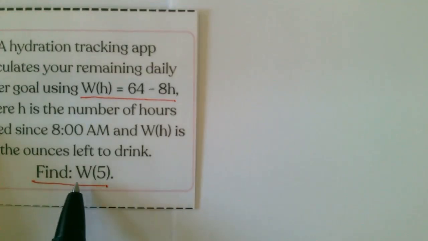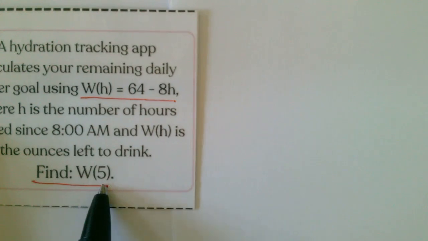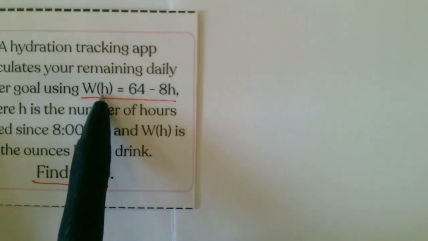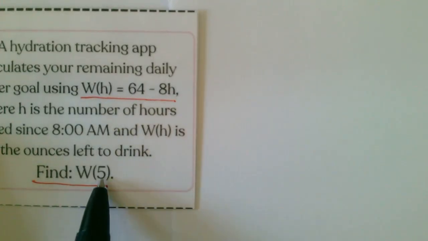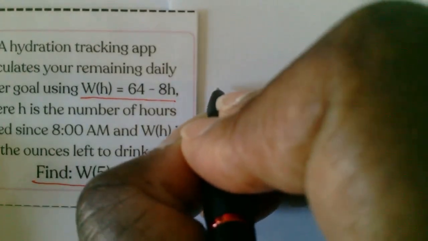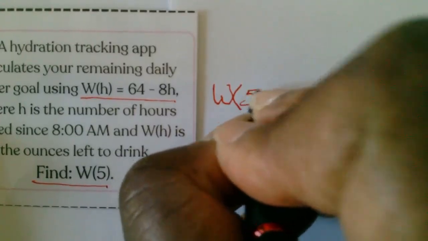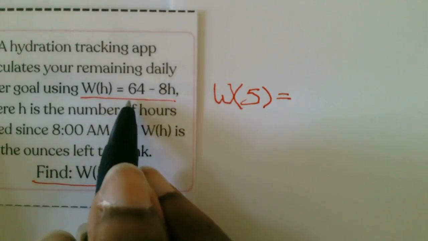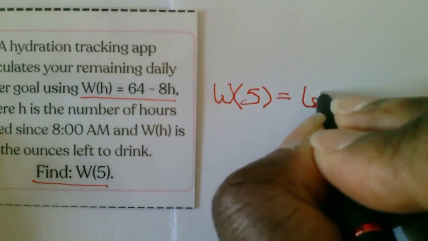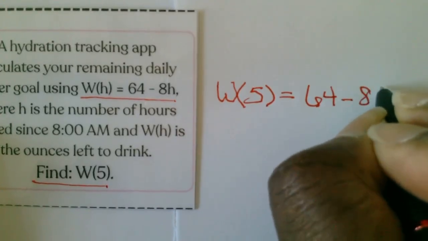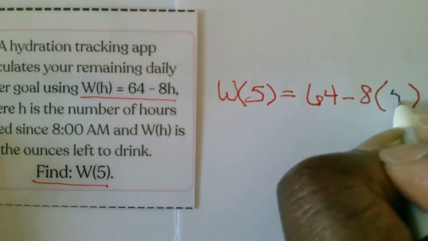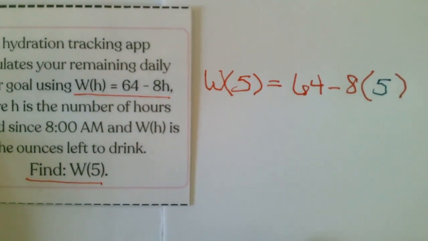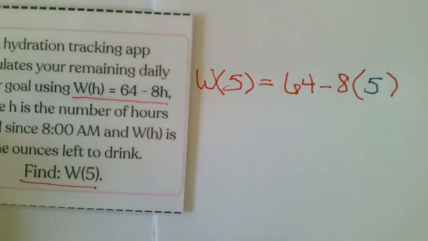So, we have the W of 5. This is similar to the very first problem that we did. If you notice, the H and the 5 are in the same spots. So this is telling me I want to find what W of 5 is. I'm taking this expression, the 64 minus the 8H, and all I'm doing is taking out the H and putting a 5. That's all we're doing.